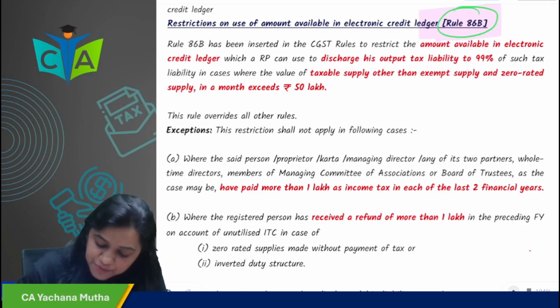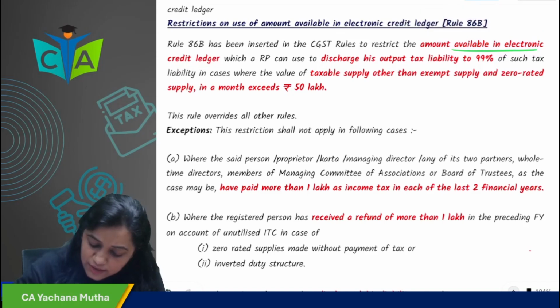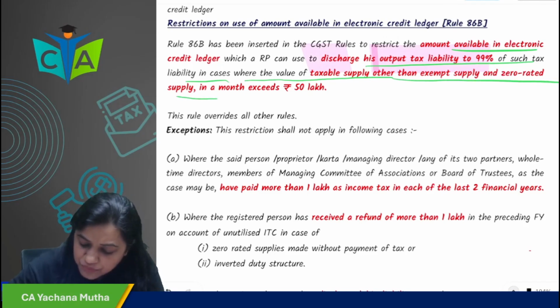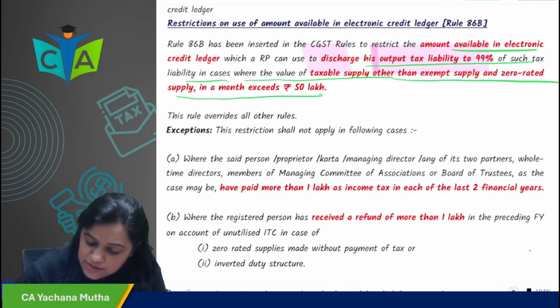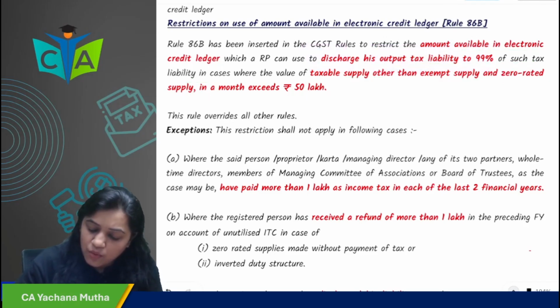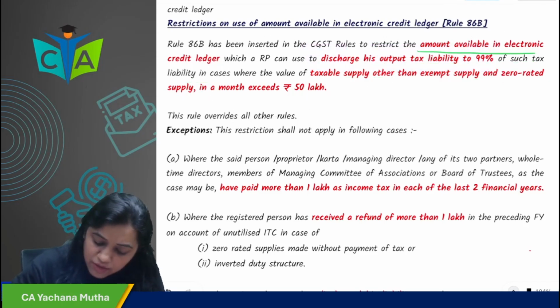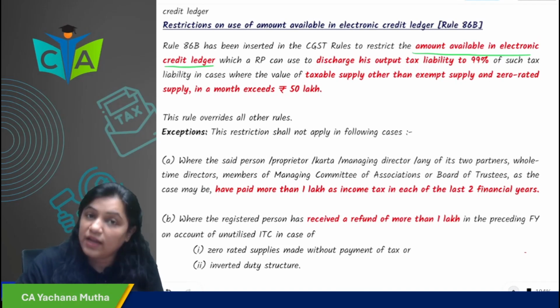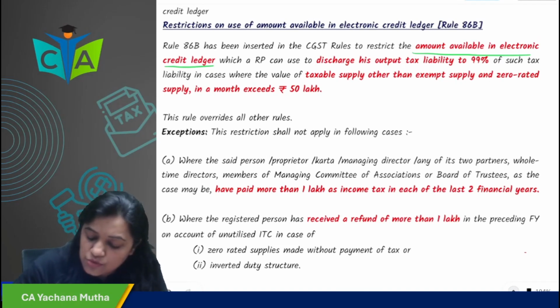Now, rule number 86B. Whatever amount is available in your electronic credit ledger, a registered person can use it to discharge his output tax liability up to 99% of such tax liability in a case where the value of taxable supply, other than exempt supply and zero rated supply, in a month exceeds 50 lakh rupees. So whatever is the amount available in the electronic credit ledger, you can use it to discharge your output tax liability to 99%.